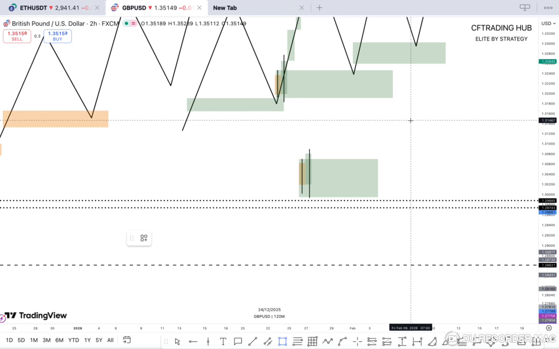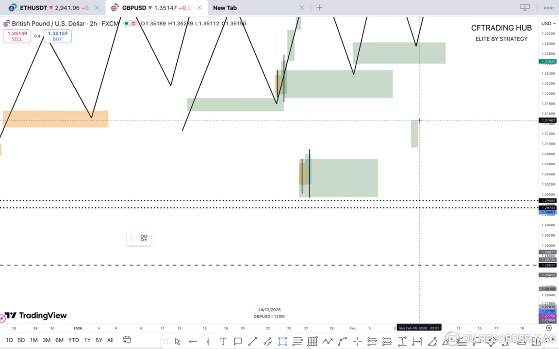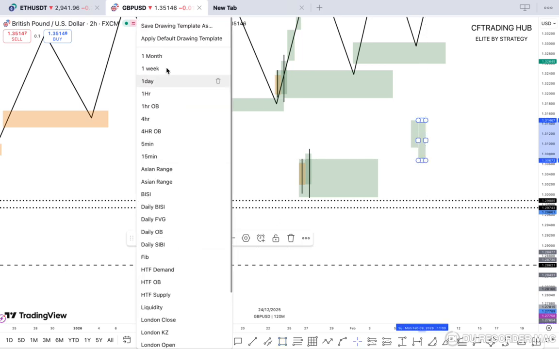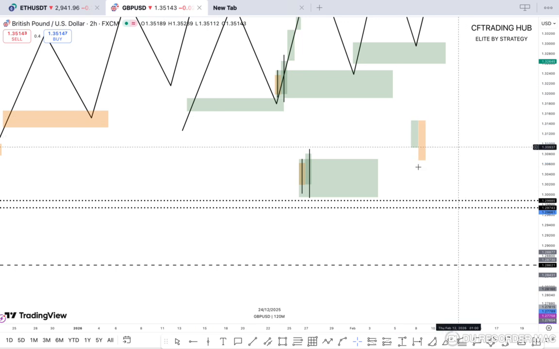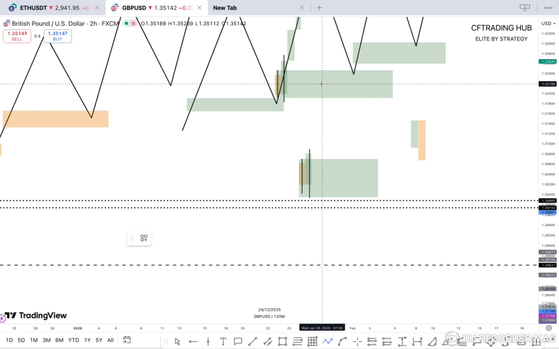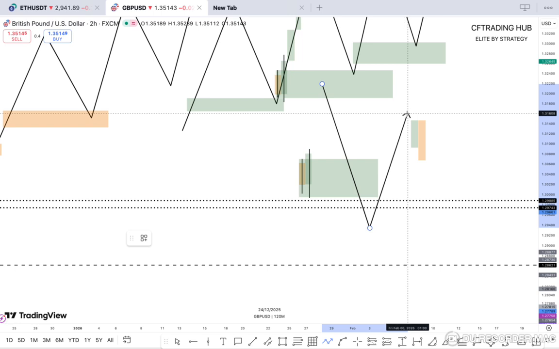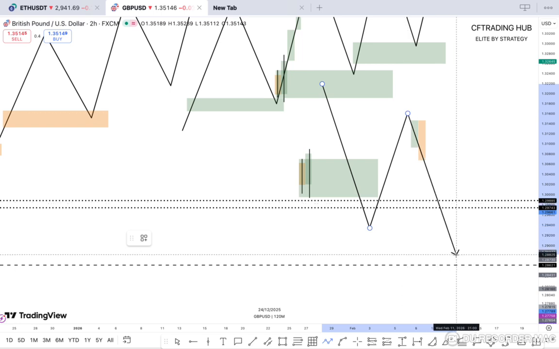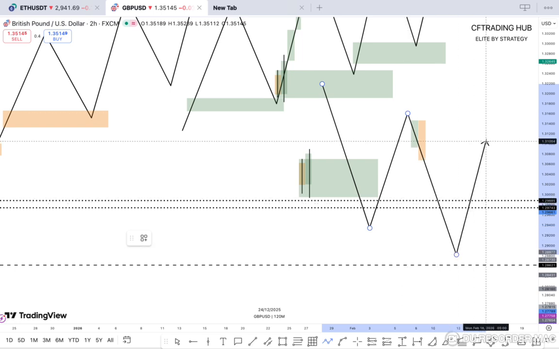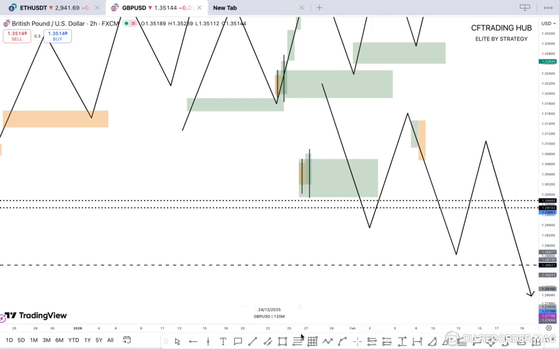So I will use the same color so you can get my analogy. Should I delete this low? So we're in a downtrend. It made a pullback, then a break of structure, then another pullback, then another break of structure.